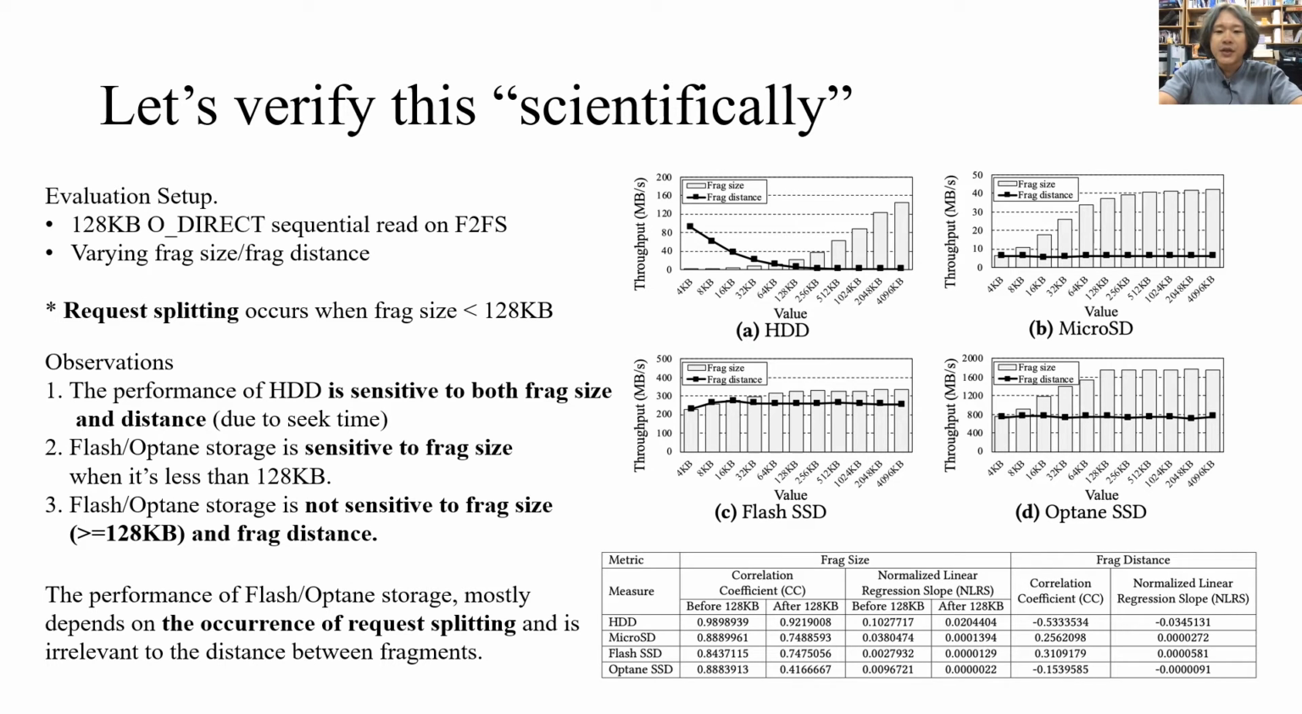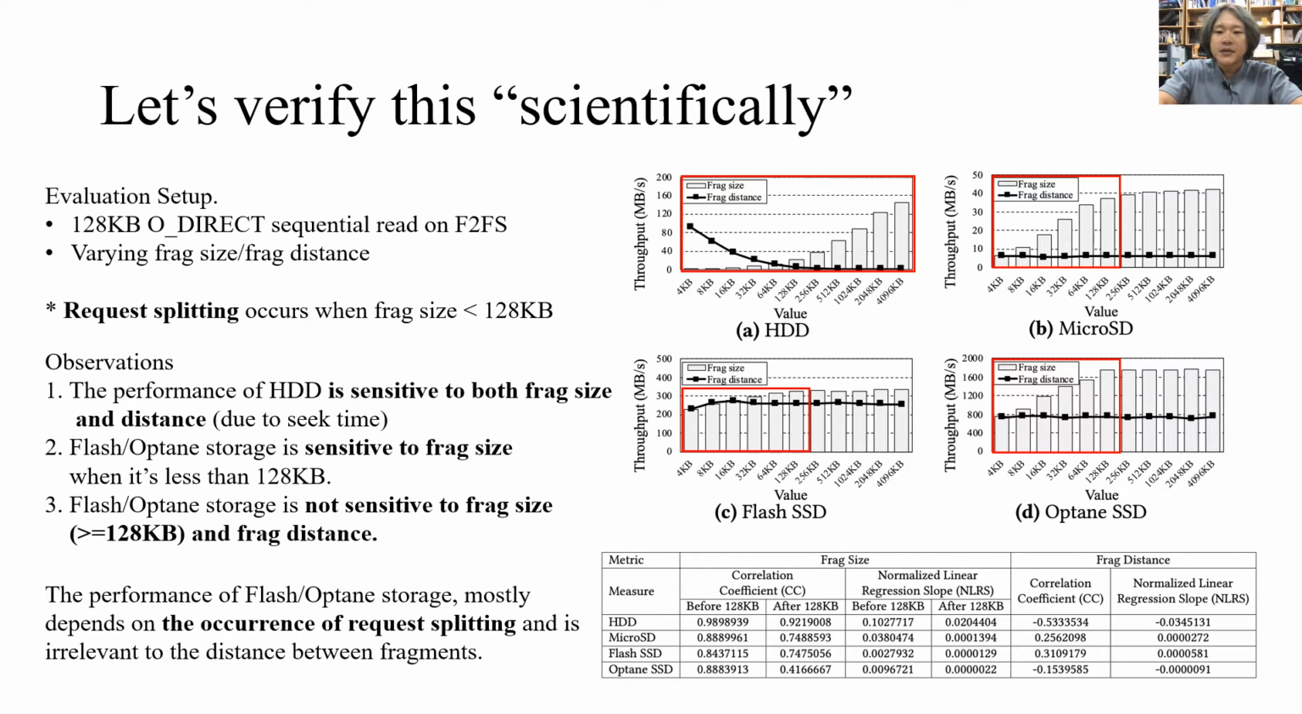We executed 128 kilobyte sequential reads on the F2FS file system with various frag size and frag distance. Here we utilized direct I/O to bypass the kernel page cache. Since the request size is 128 kilobytes, request splitting occurs only when frag size is smaller than 128 kilobytes. In the case of hard disk drives, the performance gradually increases along with the frag size, and the performance decreases when the frag distance increases. A longer frag distance means the hard disk drive requires more time locating its mechanical part on the corresponding data location. This result denotes that the performance of hard disk drive is sensitive to both frag size and frag distance. This is because of its seek time.